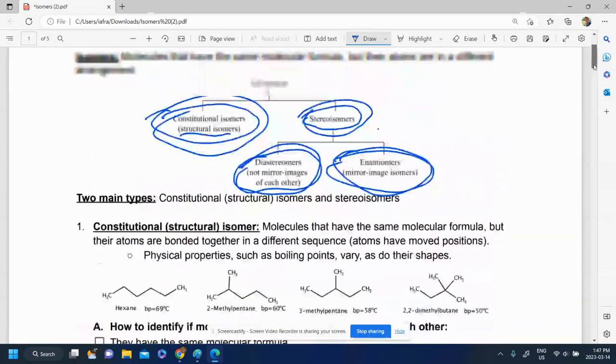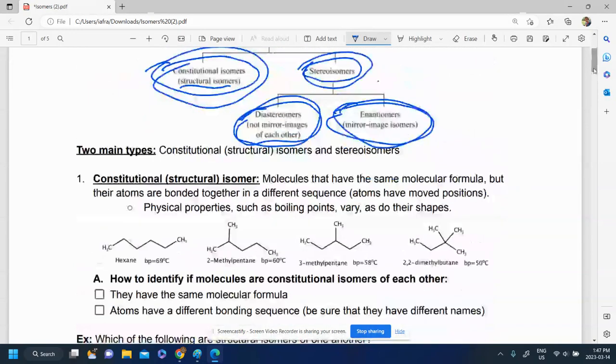So we'll start off with constitutional or structural isomers. These are molecules that have the same molecular formula, but their atoms are bonded together in a different sequence. So they actually have a different bonding sequence. The atoms have moved positions. And because the atoms are in different positions, the physical properties of these isomers will actually be different from each other, because that leads to different shapes, which leads to forces being distributed differently, like a different amount of LDF, for example. And that leads to different physical properties, like boiling point.